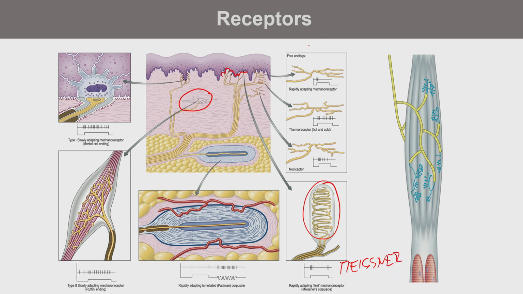And then we have free endings. Those free endings are nociceptors, thermoreceptors, and mechanoreceptors. They are unmyelinized, and they are used for nociception. Those are free endings. So they are in the near layer, near to the epidermis.